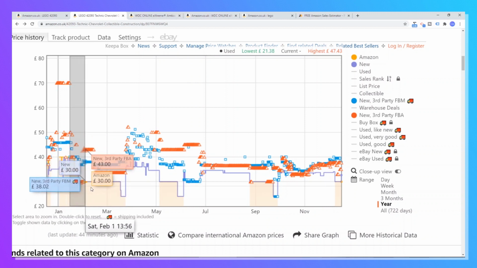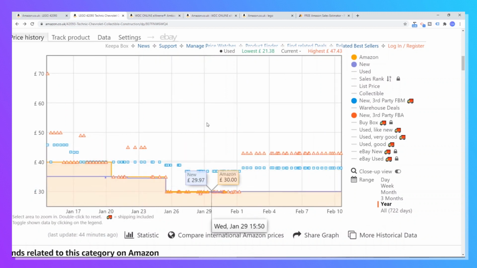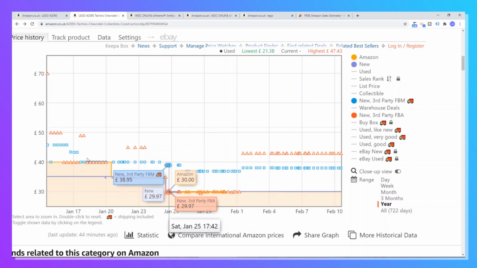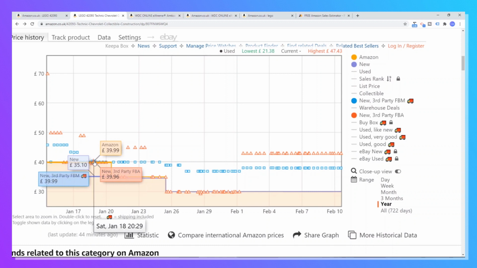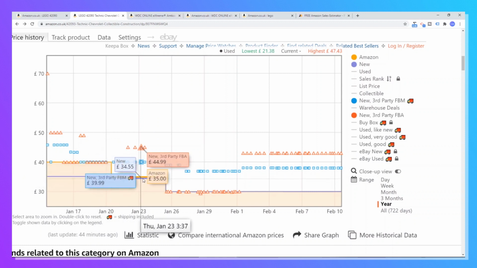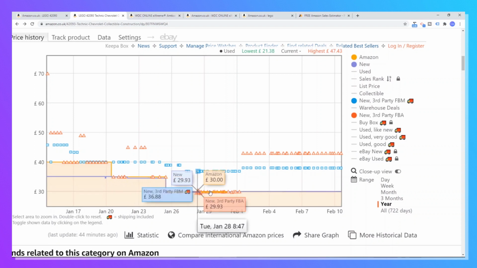So I'm just going to zoom into this price here. What I can see is that there's been an FBA seller up here. They've generally been around the 39.96. They've also been under Amazon's price here, but then Amazon's come down. They stepped down as well. So the FBA has gone down. But interestingly, when Amazon's been the lowest, I can see here you've got Amazon at $30 and an FBA seller at $29.35.